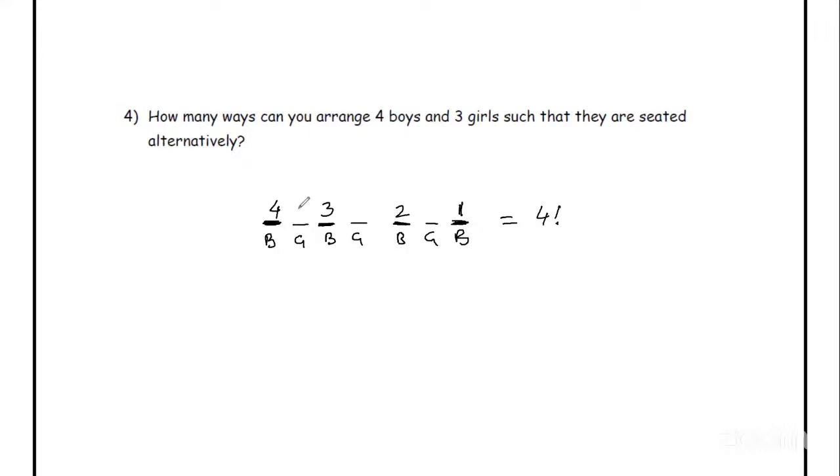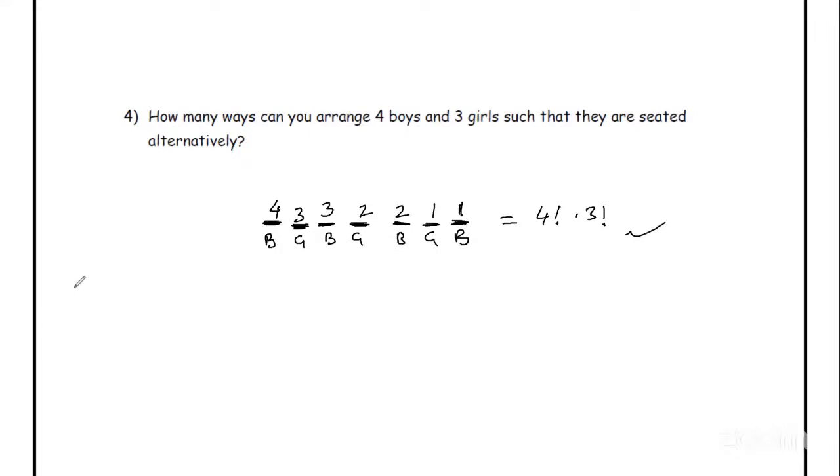And similarly, 3 factorial ways to arrange the girls, because there are 3 girls, and on the first dash, any of the 3 girls can come in. So there are 3 choices for the first dash. Then the girl takes the position out here. And for the second dash, only 2 girls are remaining, so there are 2 choices. And then finally, only 1 choice. So 4 factorial times 3 factorial ways to arrange 4 boys and 3 girls such that they are seated alternatively. That's your answer.